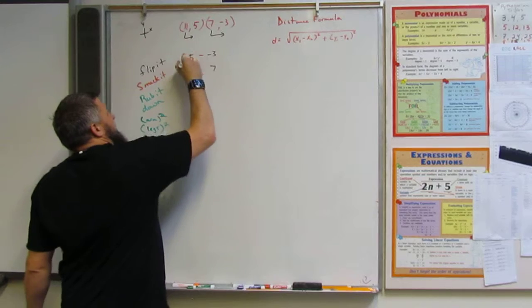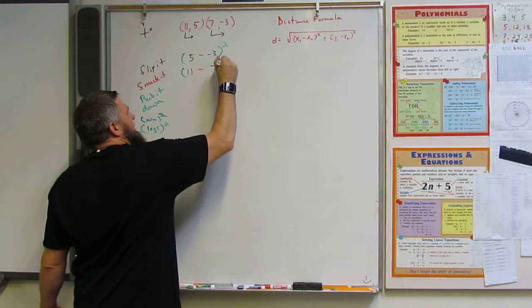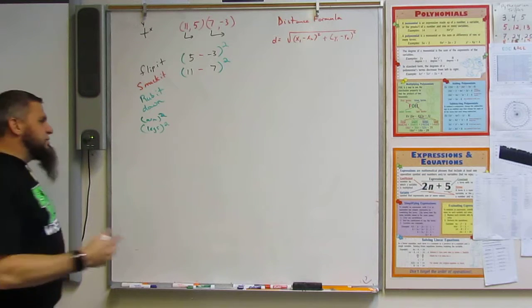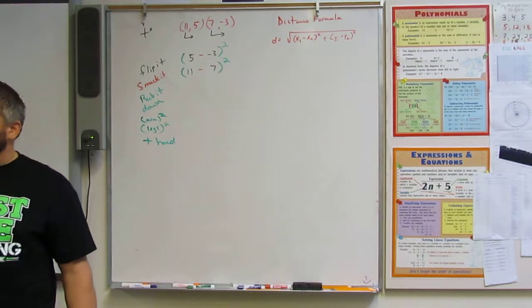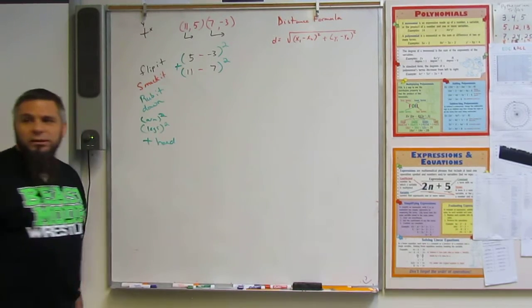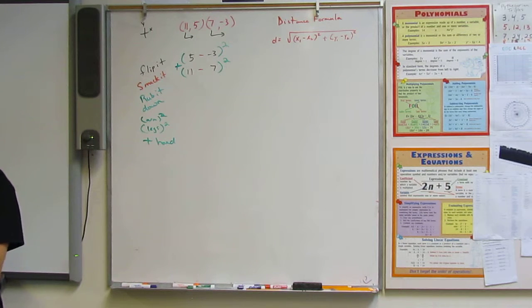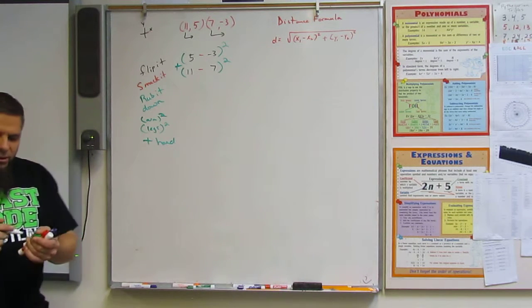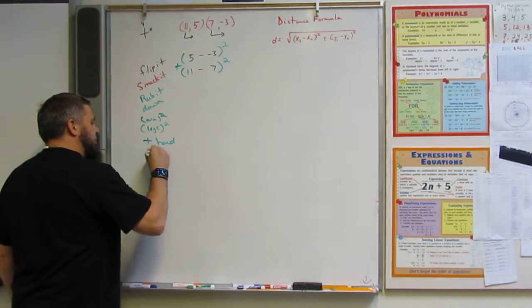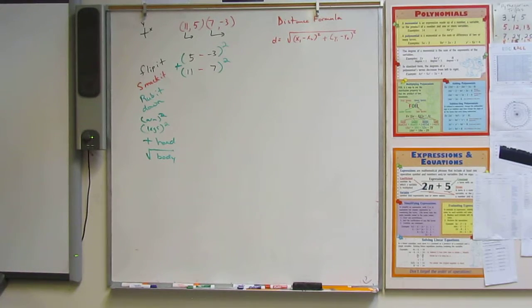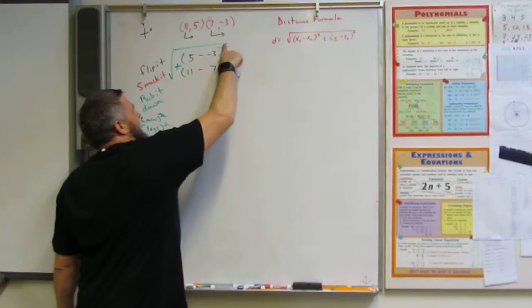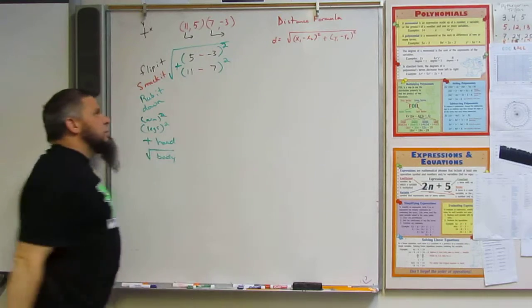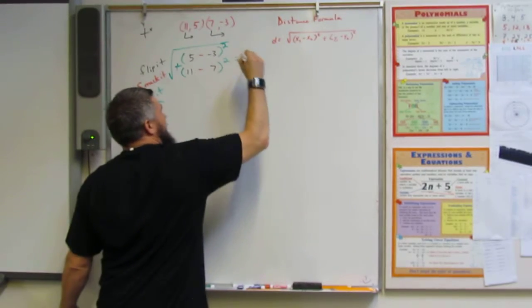So we have 2 arms and we have 2 legs. We also have a head, right? So it's plus, the head is the plus. And then the whole thing, the body, the body is the square root. So we're going to square root the body. So square root all of this. And now we have the distance formula. That's what this is.